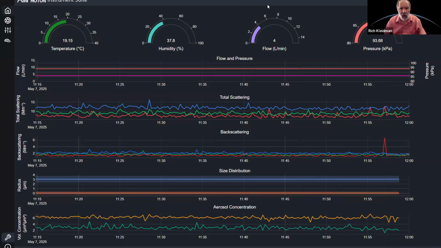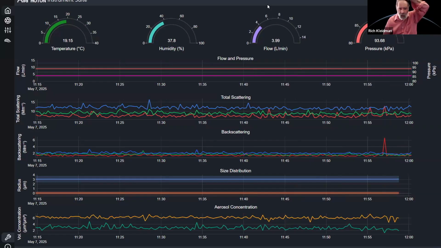I see that there are a couple of questions in the chat. So let's see, and then we'd be happy to take any other questions. So first question, is it possible to install these instruments at the street level at human height, or is the nephelometer mainly meant for rooftop use for background measurements?